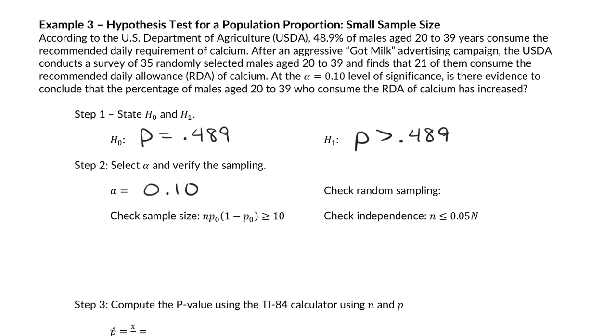So we check random sampling. Do we randomly select these males? We do, so we're good. We check the sample size. How many people did we survey? 35. So we do 35 times 0.489 multiplied by 1 minus 0.489. Let me make that look better. Oh, that's not what I want.